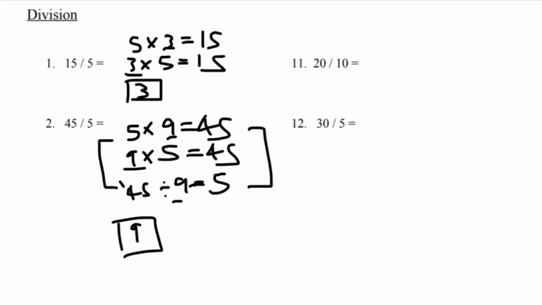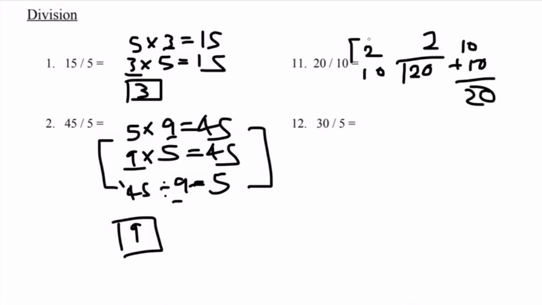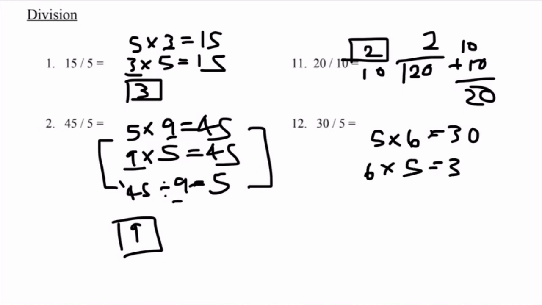20 divided by 10. We could set up our equation. 10 goes into 20 2 times, because 10 plus 10 equals 20. Therefore, 20 divided by 10 should equal 2. Number 12, 30 divided by 5. Well, we know that 5 times 6 equals 30, because 5 goes into 30 6 times. 6 times 5 equals 30, and 30 divided by 6 equals 5. Therefore, 30 divided by 5 should equal 6.